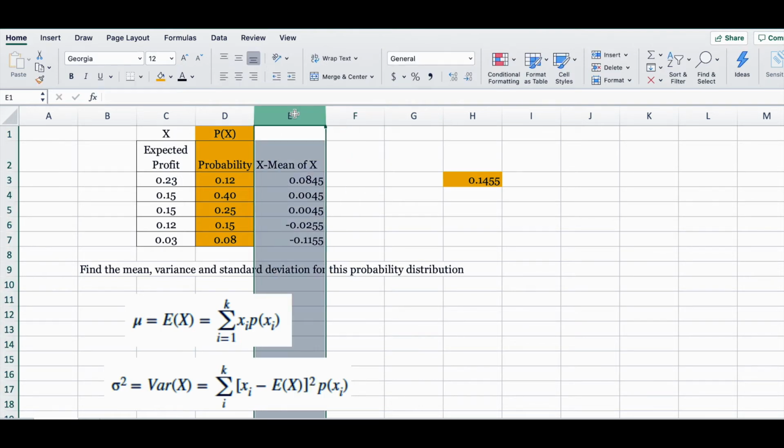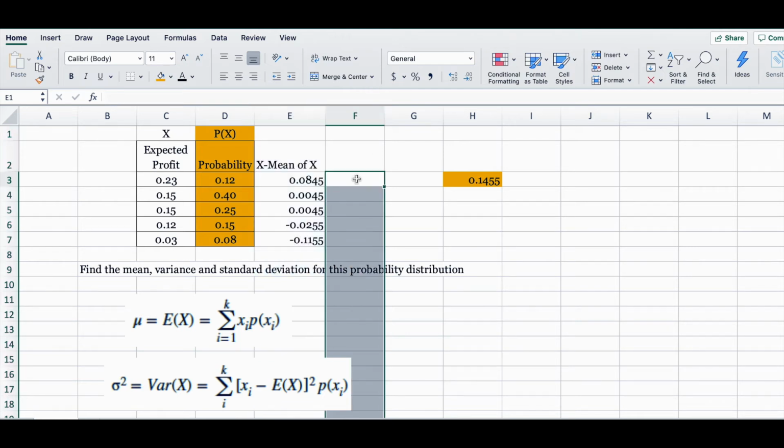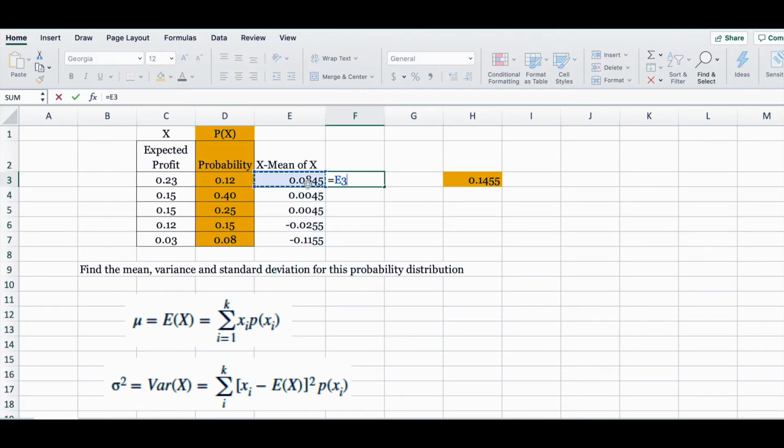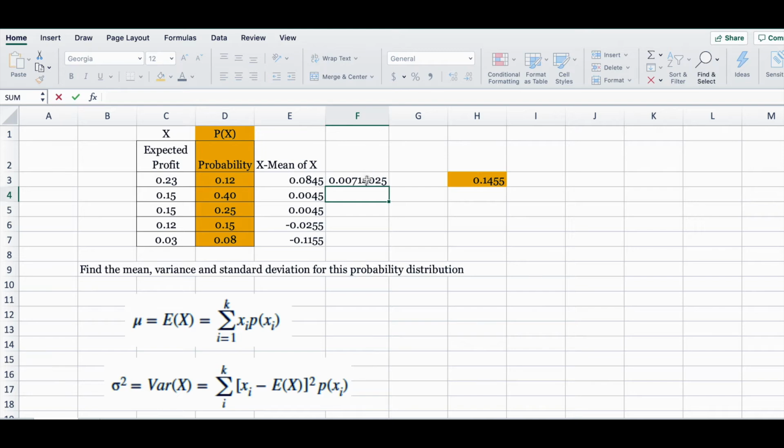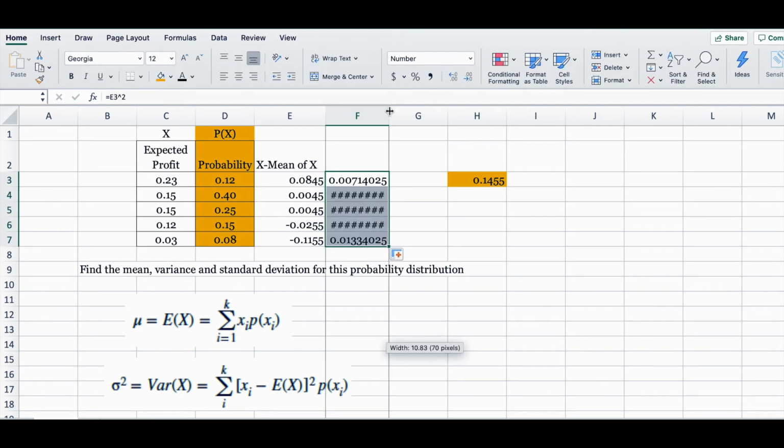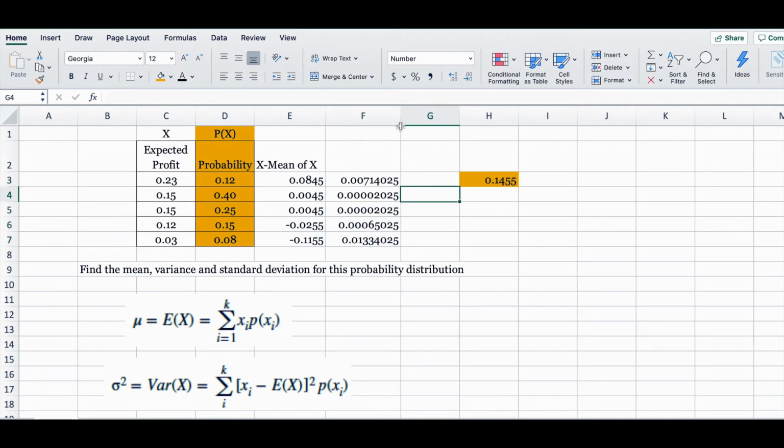Whatever answer we got in column E, we need to square it. In Excel, you can use the power of 2 sign, raised to the power of 2. And if you get hashtag symbols, it just means you need to increase the width of your column.